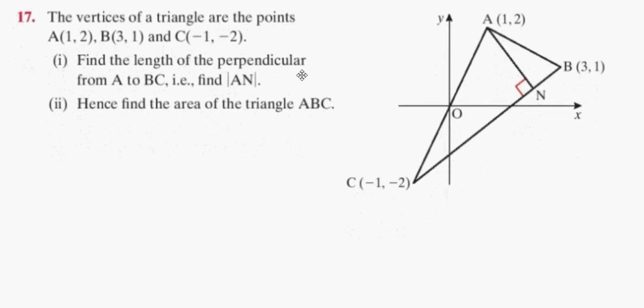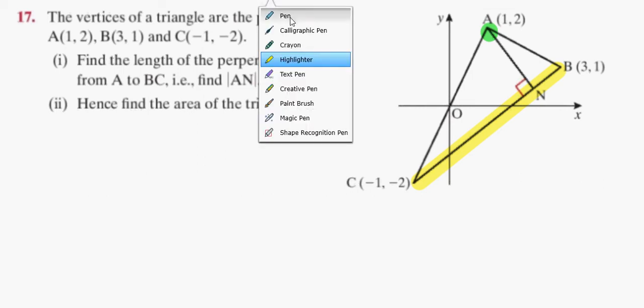Now, next one, 17. The vertices are the points 1, 2, 3, 1, minus 2. Find the length of the perpendicular from A to BC. A to BC. Alright, that's handy enough. Here's what we're going to do. We need the equation of the yellow line, and then we need to find the perpendicular distance from the green point. How do I find the equation of the yellow line?